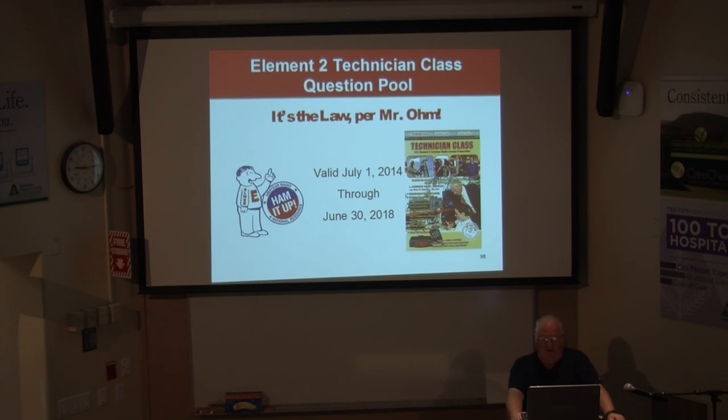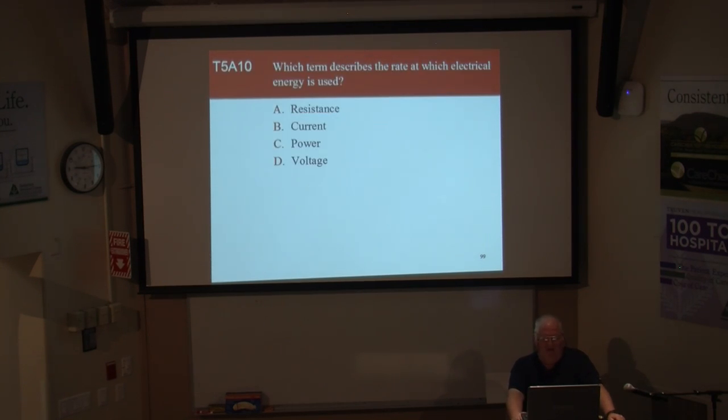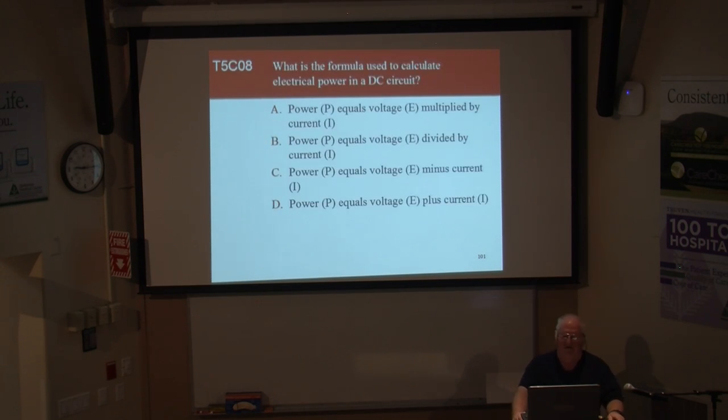All right, here are your questions. Which term describes the rate at which electrical energy is used? Power. Electrical power is measured in which of the following units? Watts. What is the formula you'll use to calculate electric power in a DC circuit?